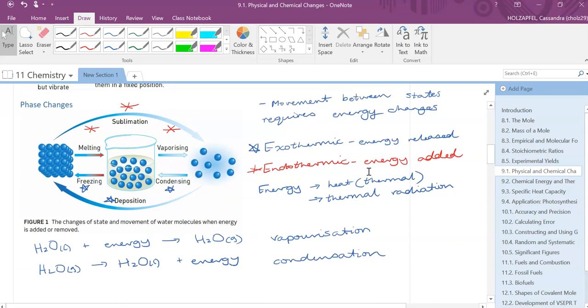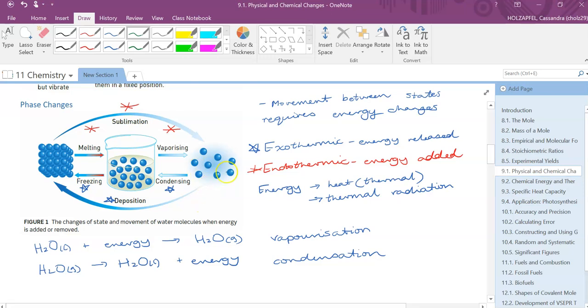This is the phase changes diagram, and I've just put in some information here. So I just want to quickly go through this. First key point: movement between states requires energy changes. And I've outlined why that is, right? Because a gas is highly energetic, whereas a solid is not as energetic. Therefore, if I want to move between states, I'm either going to have to gain or release energy so that I can move into that new state.